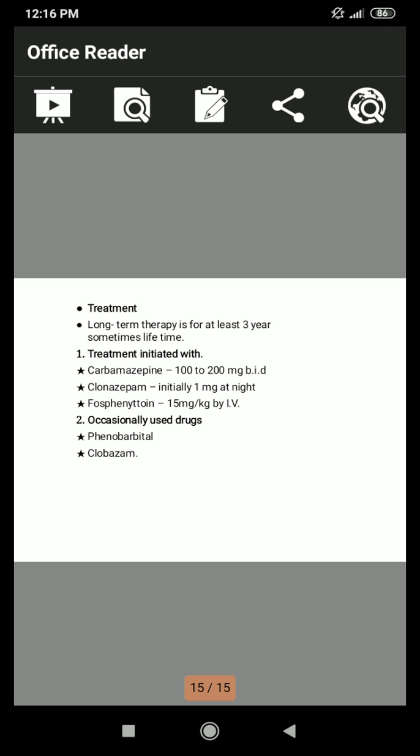Second are the occasionally used drugs, that is phenobarbital and carbamazepine. These are the treatment of epilepsy. First, treatment is initiated with carbamazepine, clonazepam and fosphenytoin. Then the occasionally used drugs are phenobarbital and carbamazepine.